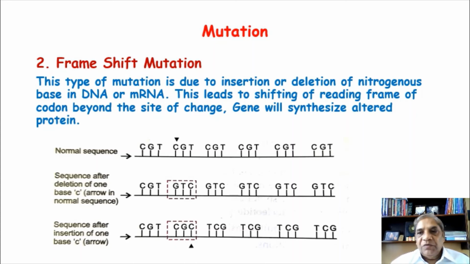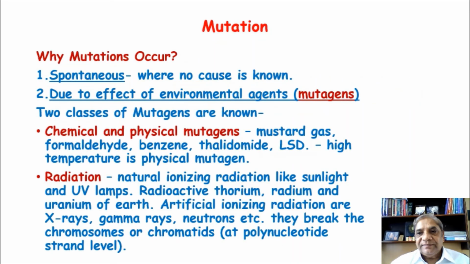Moving to the last slide. Now, why does mutation occur? You have understood that mutations are occurring, but you should also understand why these changes are taking place. First is spontaneous mutation, where we don't know why these are taking place. We have not yet understood it. So where no cause is known, it is called spontaneous mutation.